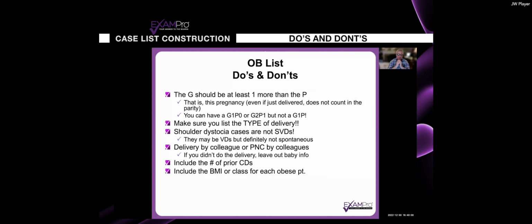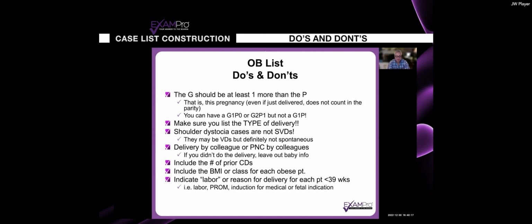For a patient that's obese, don't just list obesity. There's a big difference, no pun intended, between a BMI of 31 and a BMI of 41 in terms of your management, the risks, etc. So either list the class, so class 1, 2, or 3, or list the specific BMI.